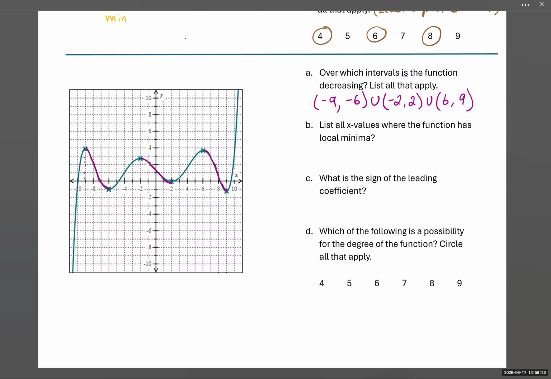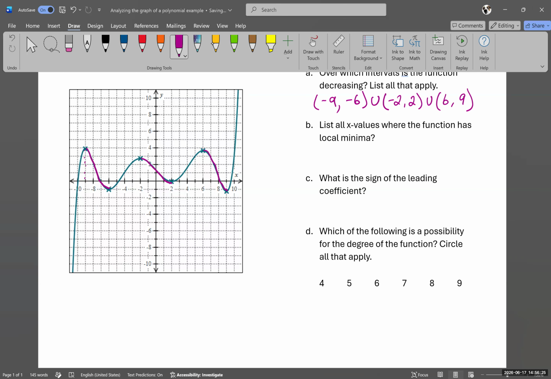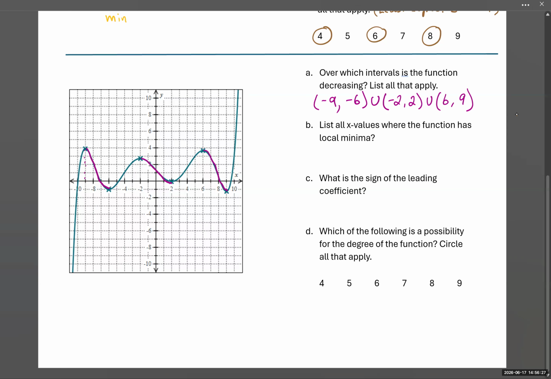List all the values where the function has a local minima. There's several of those. So this one, and this one. Local minimum, and local minimum. Just the x values. X equals -6, x equals 2, and x equals 9.